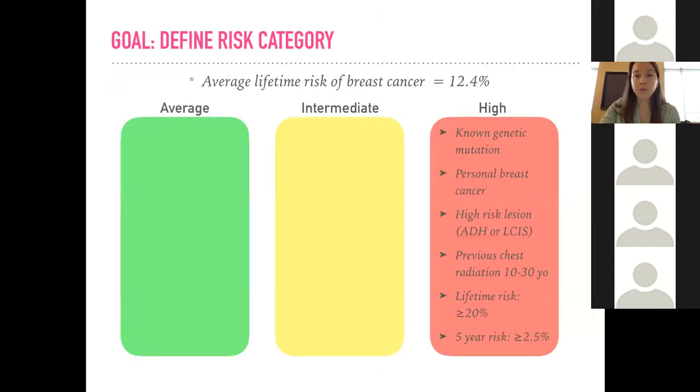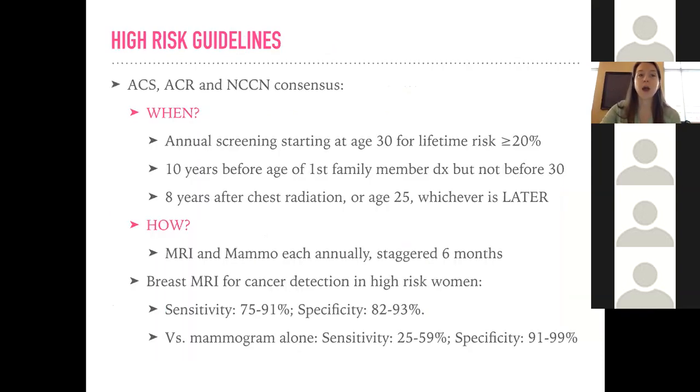So our high risk patients are, just to talk through who exactly we're going to be considering high risk again, people with known genetic mutations, people with personal breast cancer, high risk lesions, if they've had previous radiation, and then the cutoffs for those scores that we were talking about, a lifetime risk of greater than or equal to 20%, and a 5-year risk of greater than or equal to 2.5%. So anybody in this category, we're going to be thinking through high risk guidelines.